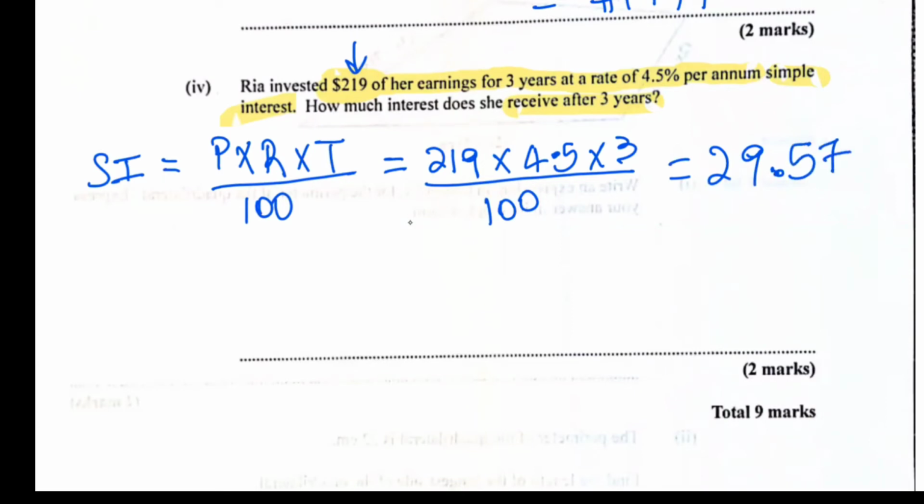$29.57, because I get 565, but you know, money is always to 2 decimal places. So properly rounded off to 2 decimal places, you would have got $29.57. And that would have been the simple interest after 3 years.